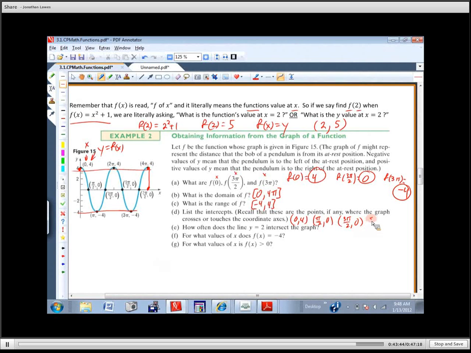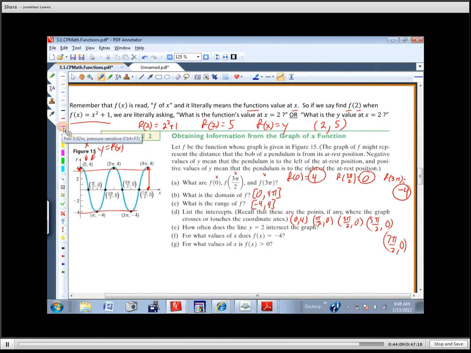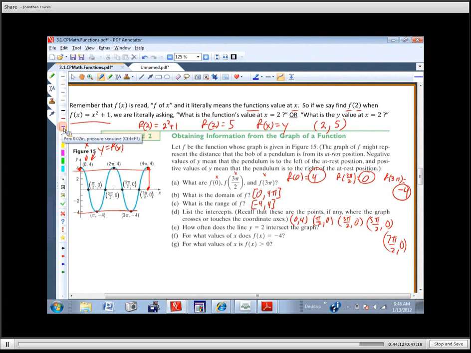You think about the next one. How often does the line y equals 2 intersect the graph? Or in other words, how many times does the line y equals 2 intersect the graph? So, y equals 2. Horizontal line or vertical line? Horizontal. Remember, y equals a number is horizontal, x equals a number is vertical. So that line looks something like this. How many times does it cross? 1, 2, 3, 4. So the answer to this one is just 4.